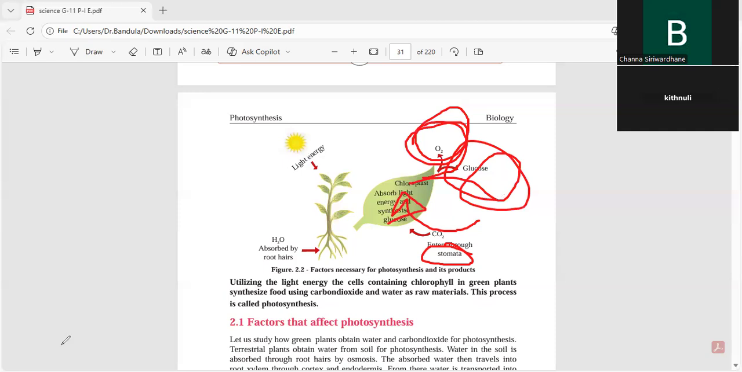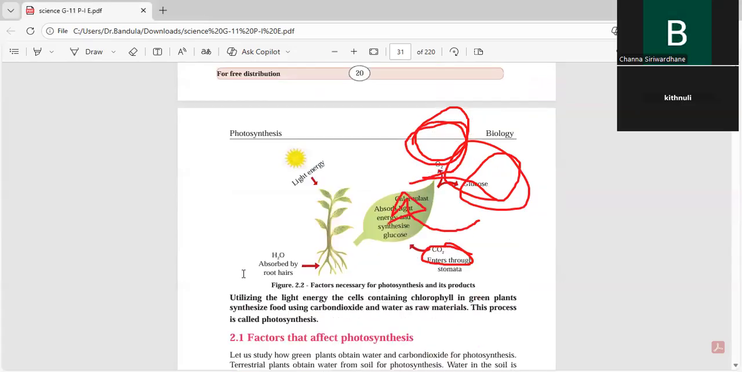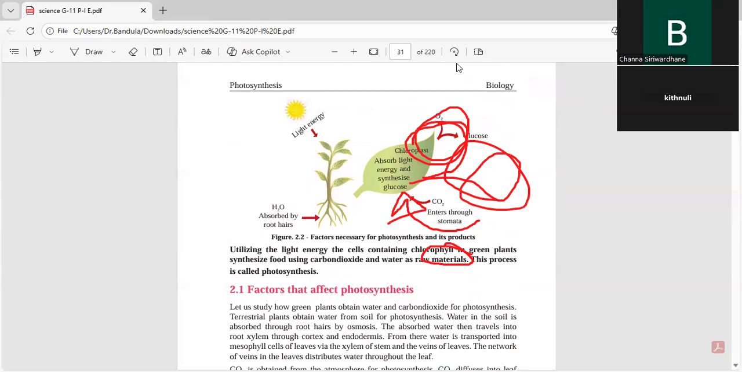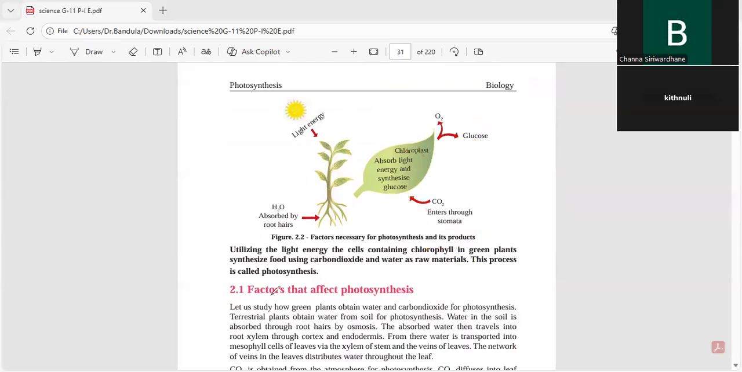Right. Clear? Draw a diagram describing the factors necessary for photosynthesis, on figure 2.2.